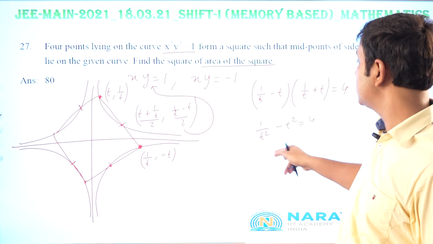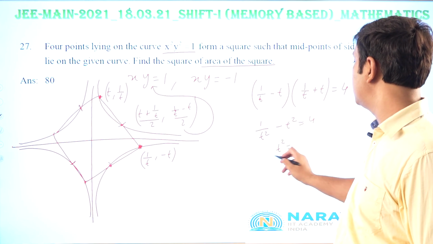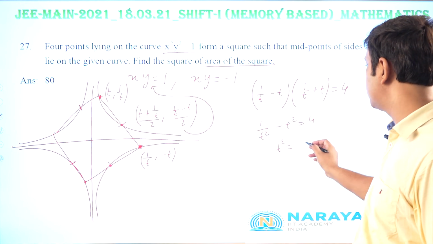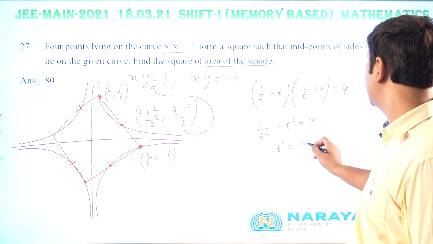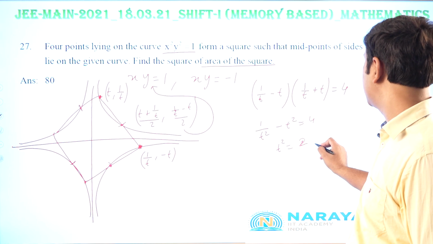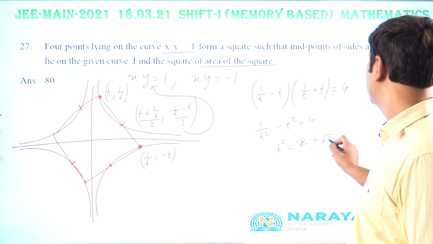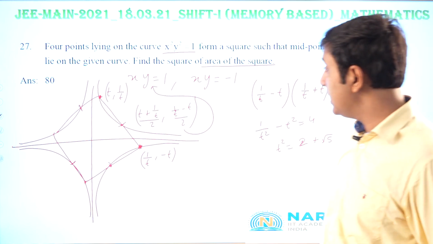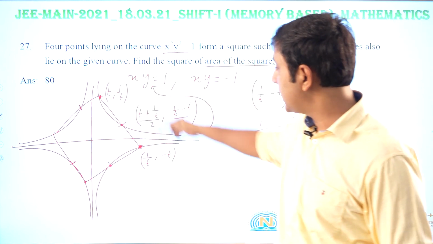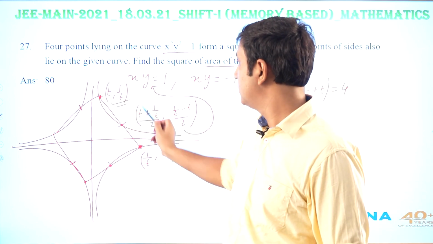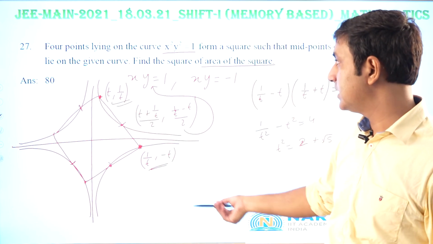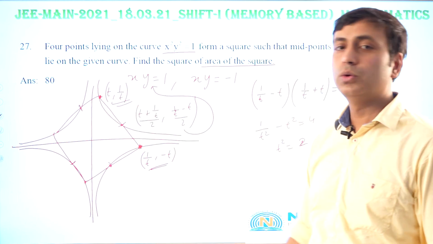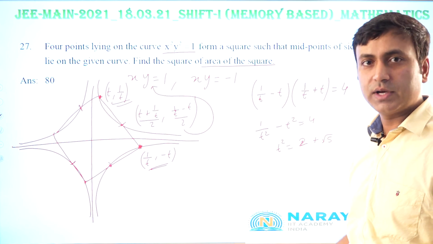This is a quadratic in t square. T square will come out to be 2 plus root 5 or 2 minus root 5. Let us say 2 plus root 5. Notice now let's concentrate on area. Area will be side square. Side is distance of this point from this point. Let us write the distance, under root, (t minus 1 by t) whole square plus (t plus 1 by t) whole square, side square.